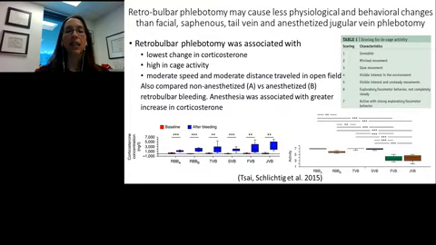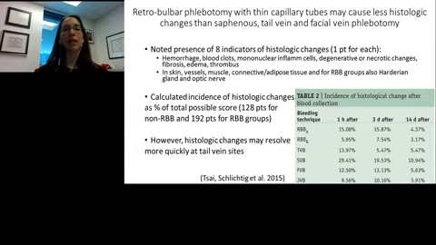And another really interesting thing that this study did was compare the anesthetized versus the non-anesthetized versions of doing a retrobulbar phlebotomy technique. And they show that anesthesia was actually associated with a greater increase in corticosterone, which you can see again in the data there on the left. This study also compared using the thin capillary tubes versus the thick, and they showed that the retrobulbar phlebotomy performed with the thin capillary tubes had less histologic changes at the site than the groups that had saphenous, tail vein, or facial vein phlebotomy.